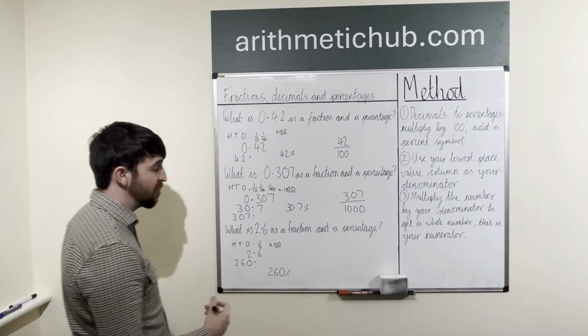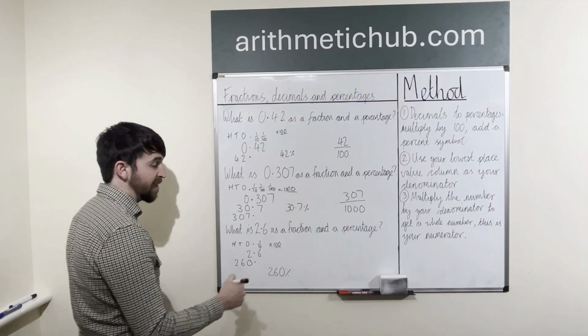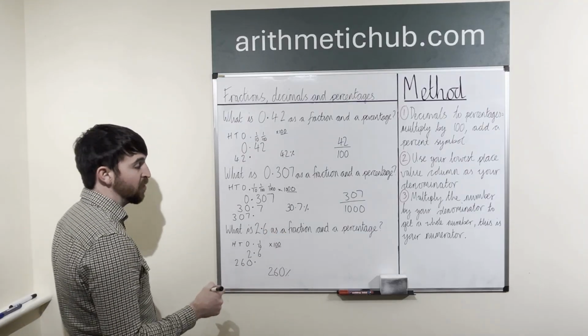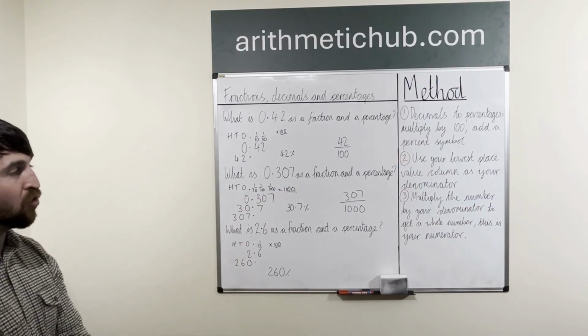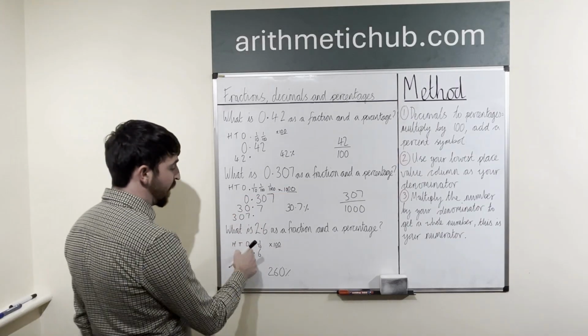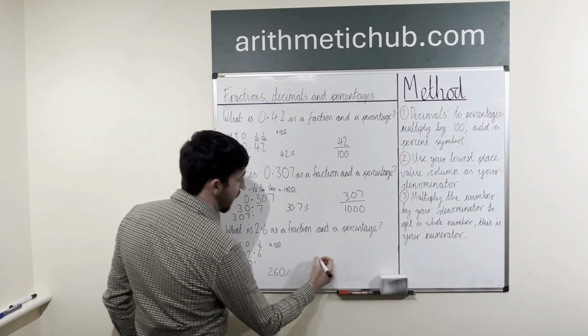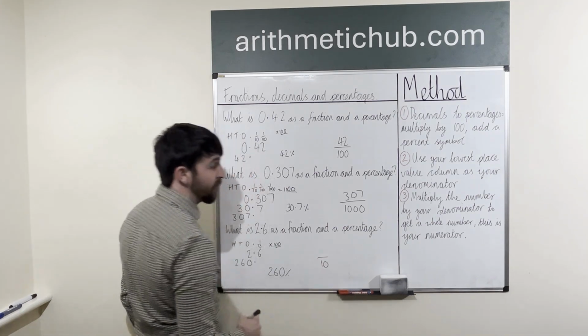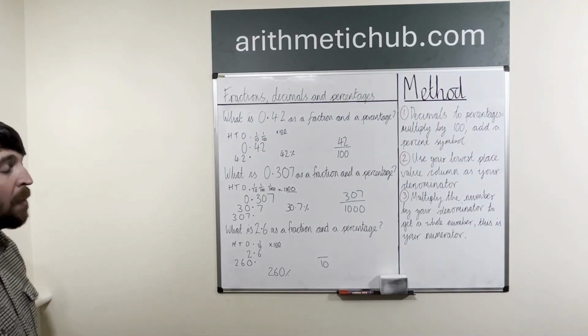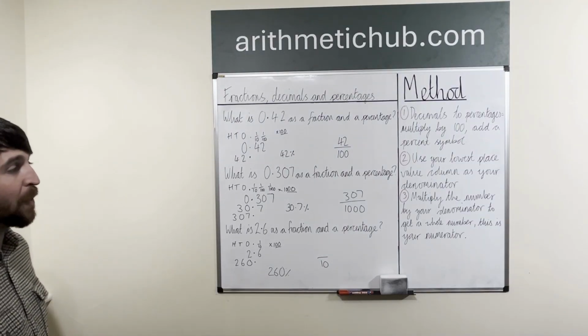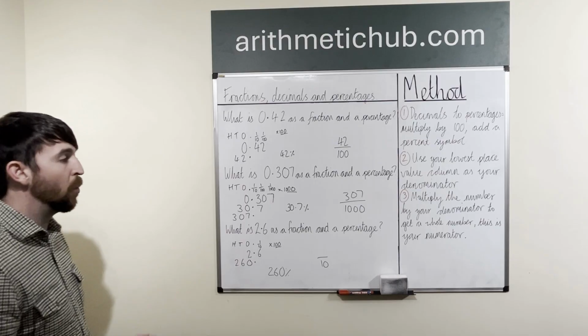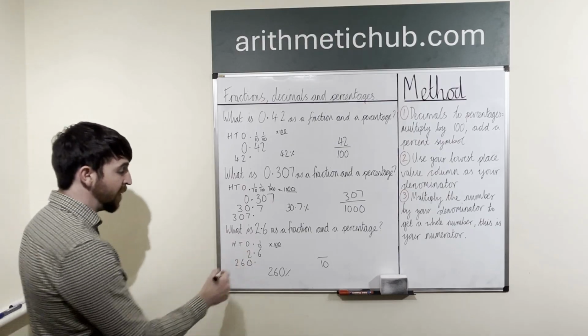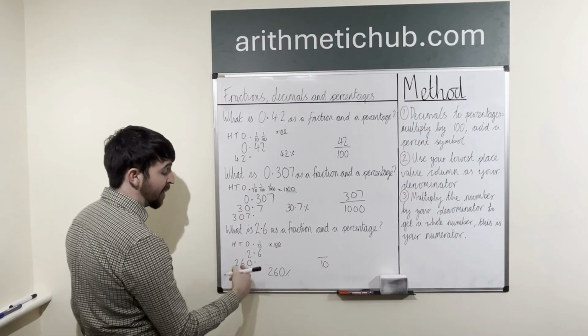2.6 is the same as 260% as a percentage. Now as a fraction. So again, it says use your lowest place value column as your denominator. My lowest place value column is my tenths. So that's going to be my denominator. Multiply the number by your denominator to get a whole number. This is your numerator. So now I need to multiply it by 10.